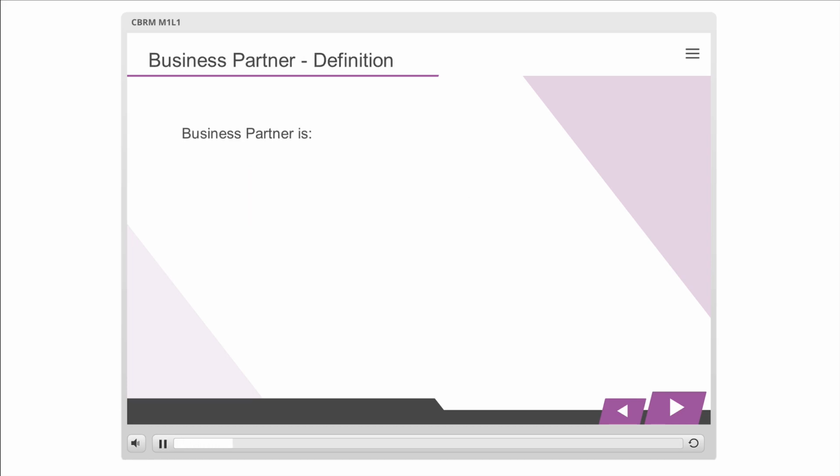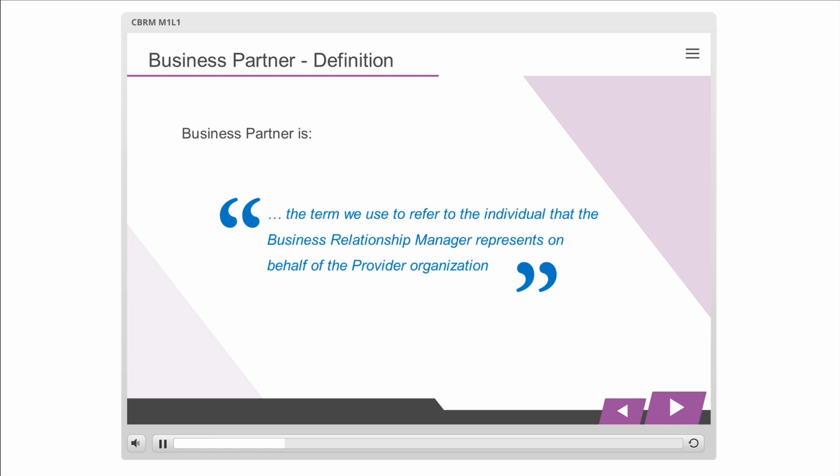A definition of business partner is the term we use to refer to the individual that the business relationship manager represents on behalf of the provider organization. The business partner is the role in the organization that the business relationship manager works with to achieve the objectives of business relationship management.